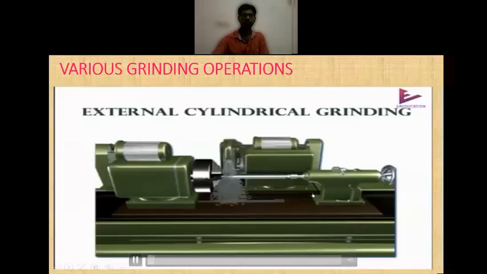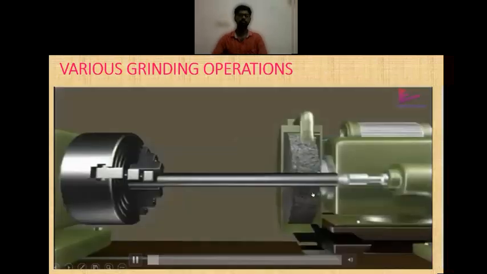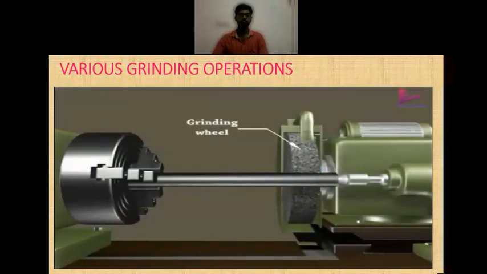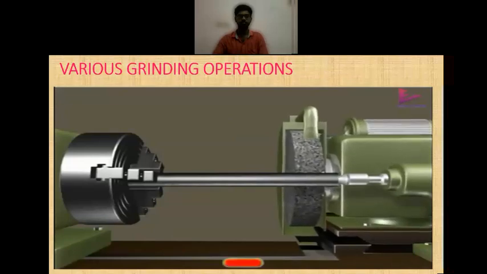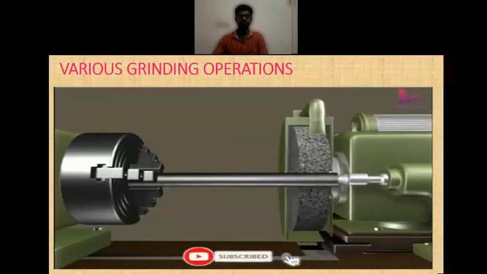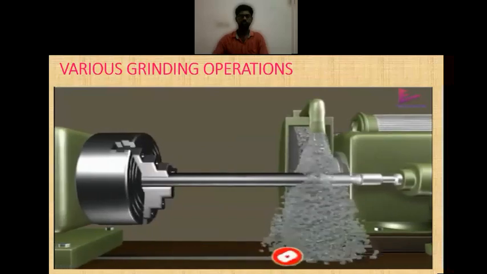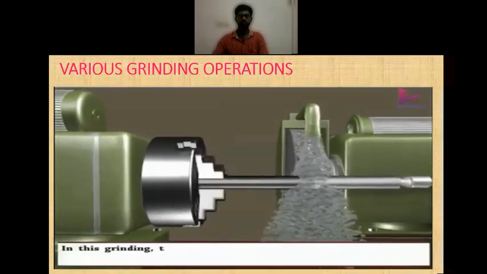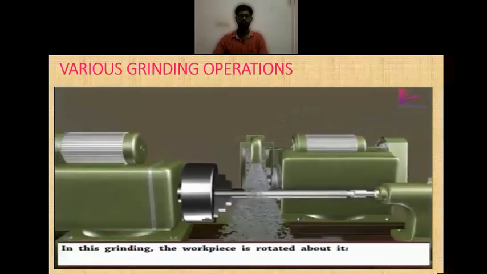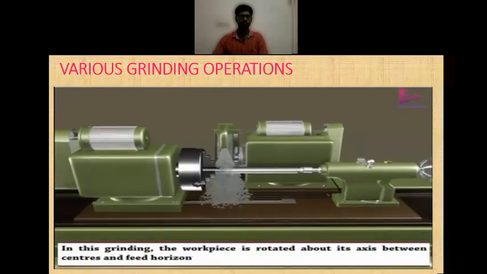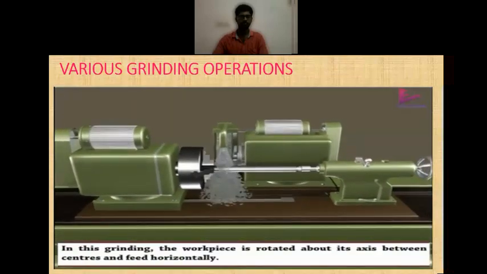External cylindrical grinding, grinding wheel, workpiece. External cylindrical grinding produces a straight or tapered surface on the workpiece as shown. In this grinding, the workpiece is rotated about its axis between centers and feed horizontally.